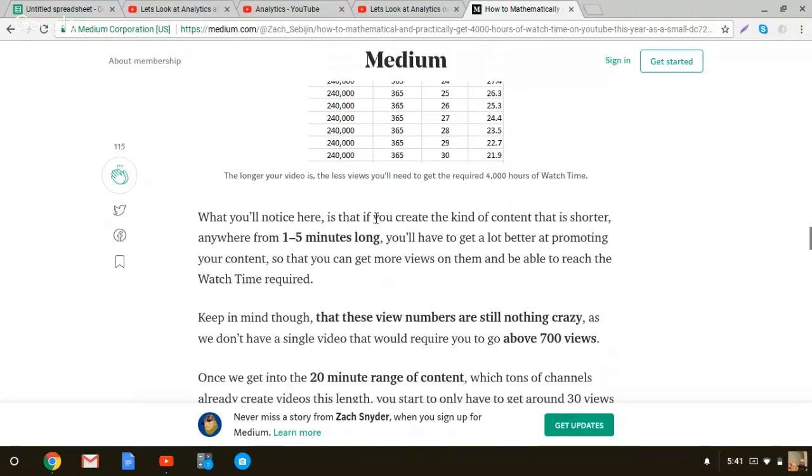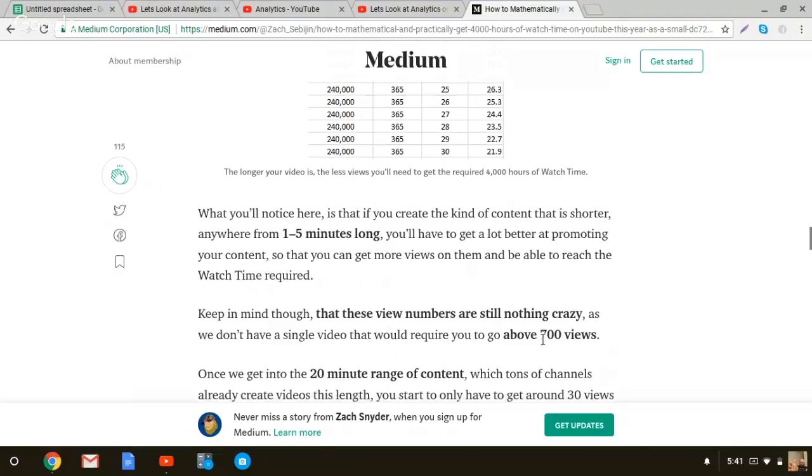What you'll notice here is that if you create the kind of content that is shorter, anywhere from 1 to 5 minutes long, you'll have to get a lot better at promoting your content, right? So that you can get more views on them and be able to reach the watch time required. Keep in mind, though, that these view numbers are still nothing crazy, as we don't have a single video that would require you to go above 700 views.